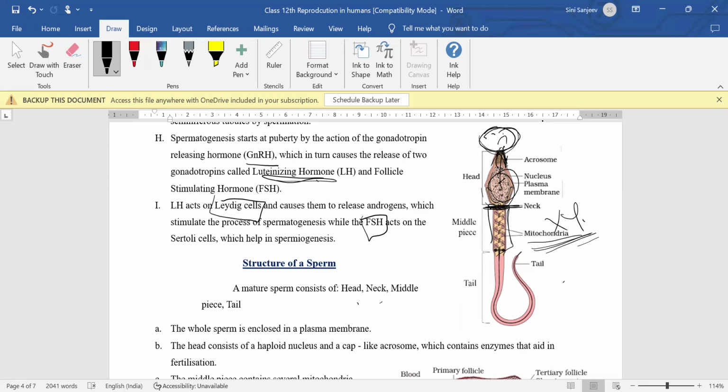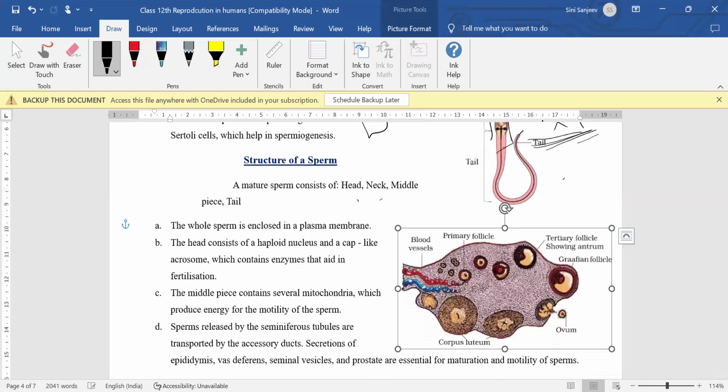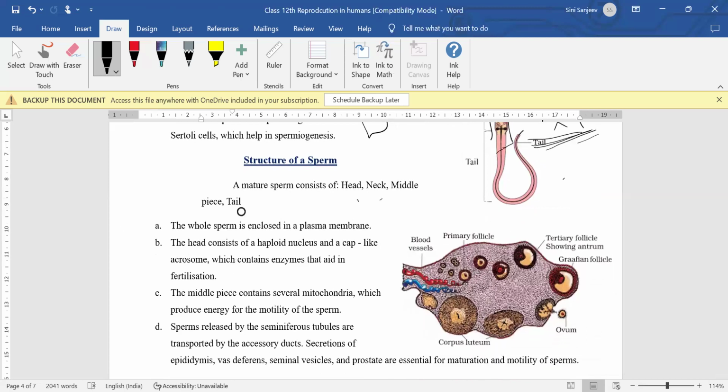Now let's see it in detail. As I told you, the sperm is enclosed in a plasma membrane. The head has the nucleus. If you take an egg or a sperm, both have a haploid nucleus, because haploid plus haploid becomes diploid. That is the reason. So the head consists of a haploid nucleus as well as a cap called the acrosome. The cap contains certain enzymes which deal with the fertilization process. Then you have the middle piece, the mitochondria, which gives energy to the sperm so that it can swim inside the female body.